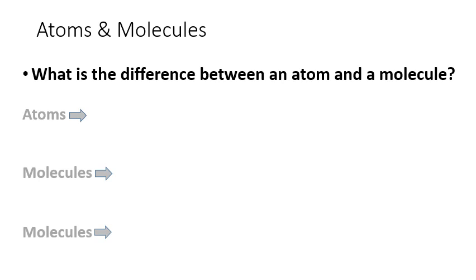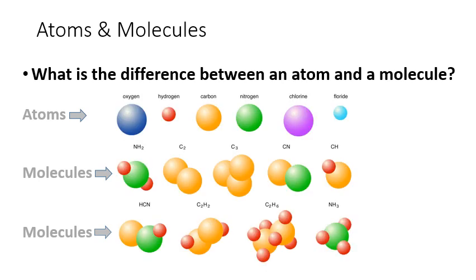So, first things first, atoms and molecules. These have specific definitions in chemistry, and at the start, students tend to mix them up, but let's try to avoid that if at all possible. Our first row, those are all atoms: oxygen, hydrogen, carbon, nitrogen, chlorine, fluorine. And then the next 2 rows, those are all molecules. So take a second. What is the difference between an atom and a molecule?